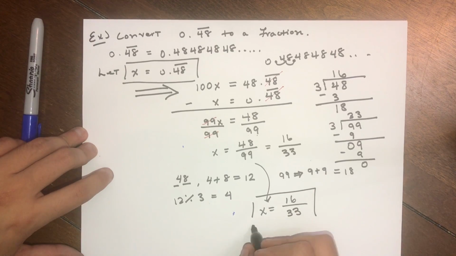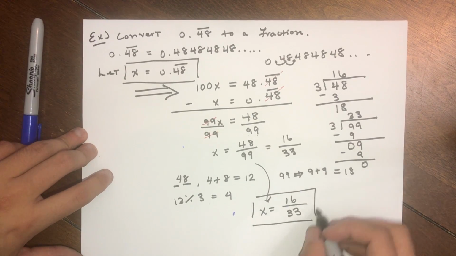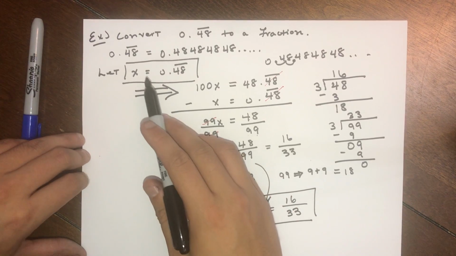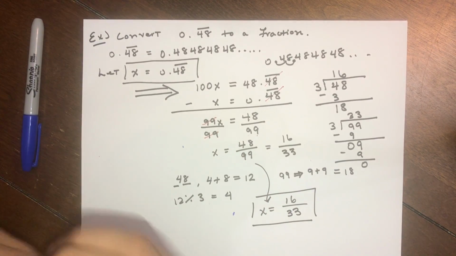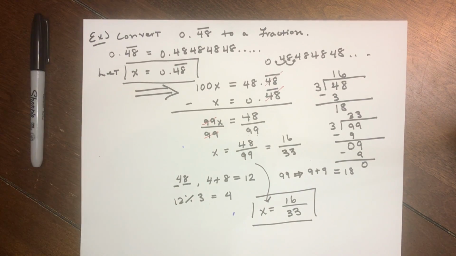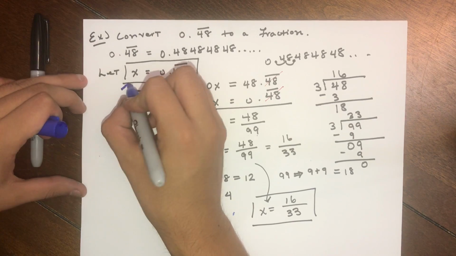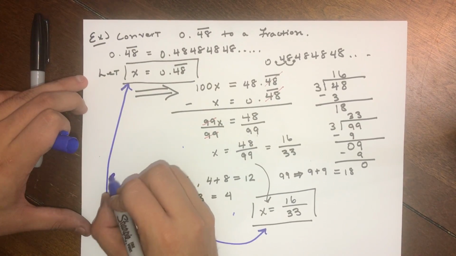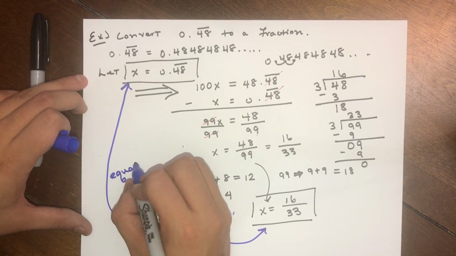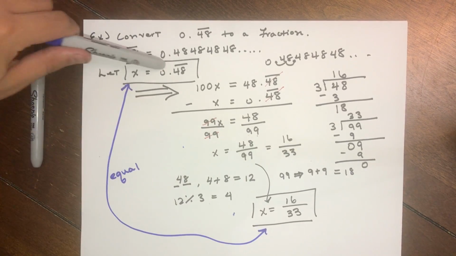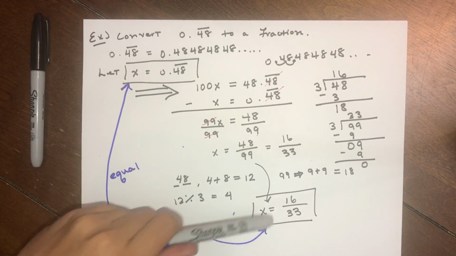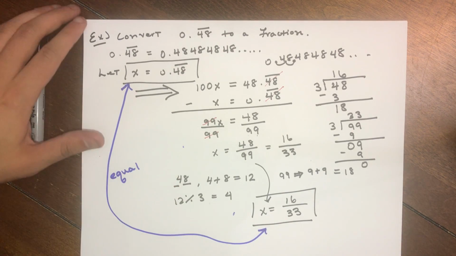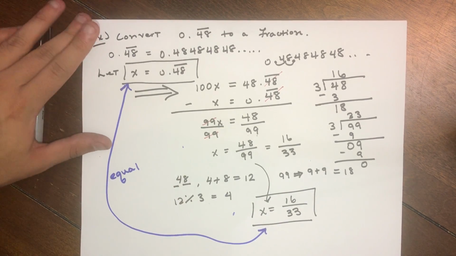So now we have x by itself in its simplest form, and since x is by itself here and x was by itself up here, these two are equal to each other. These are equal. And now we know that 0.48 repeating is equal to, as a fraction, 16 over 33. All right? And we're going to do one more.